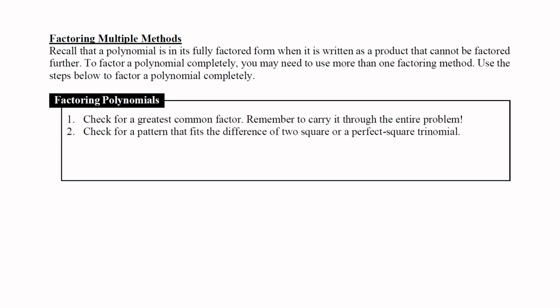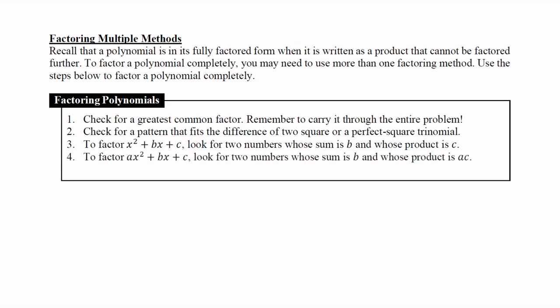Second thing, check for a pattern that fits the difference of two squares or a perfect square trinomial. To factor x squared plus bx plus c, look for two numbers whose sum is b and whose product is c. To factor ax squared plus bx plus c, look for two numbers whose sum is b and whose product is ac. And then check for common factors.